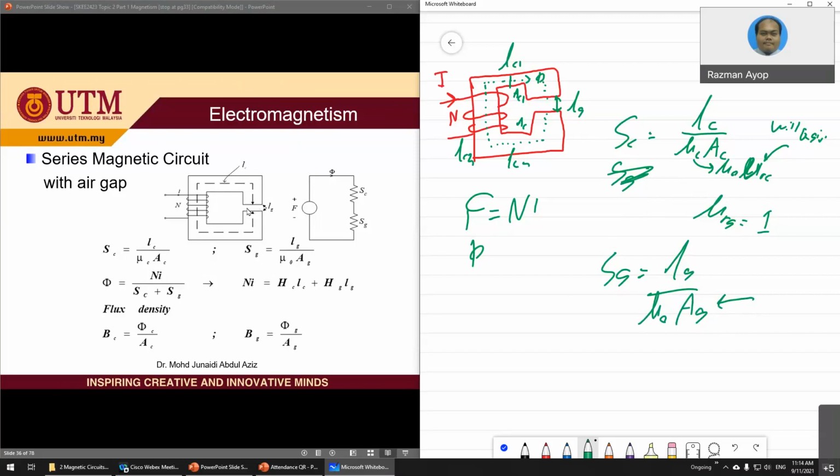If there is no fringing effect, A gap is the same as the core. Let me remind you again: if there is no fringing, AC is equal to AG, the area of the core is equal to the area of the gap. But if there is fringing, something like this, AG will be larger. But for your level, we usually do not consider the fringing effect.